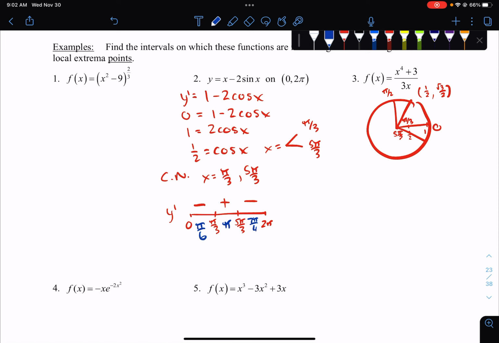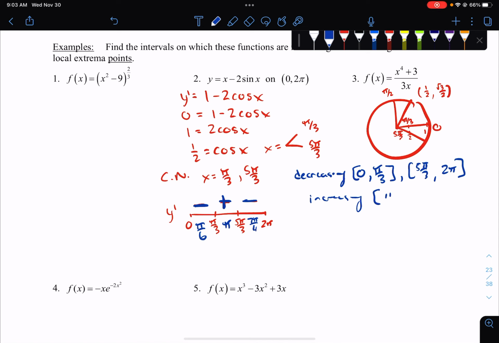The point is, from 0 to pi thirds, I have a negative slope. From pi thirds to 5 pi thirds, I have a positive slope. From 5 pi thirds to 2 pi, I have a negative slope. So my function is decreasing from 0. I can't say negative infinity because I don't go that far. I start at 0. So from 0 to pi thirds, my function is decreasing, and also from 5 pi thirds up to 2 pi. I'm increasing from pi thirds up until I get to 5 pi thirds.